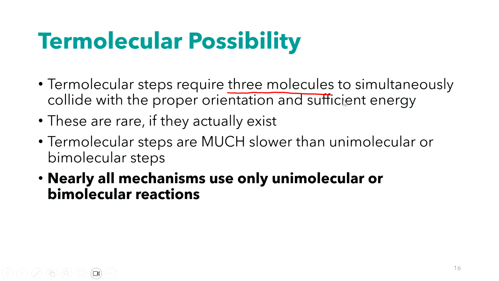So we want to write any feasible mechanism where the steps are only unimolecular and bimolecular. Those are reasonable. That's what we want to write. If we're going to write a good mechanism, they usually only include mechanisms with one molecule reacting or two molecules reacting in the steps. All right.